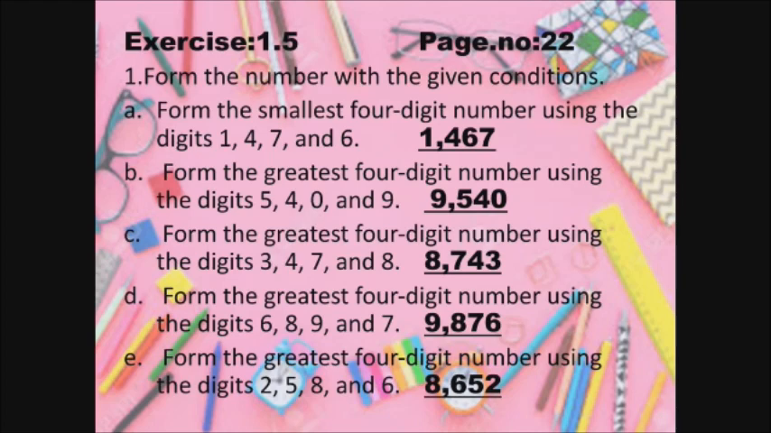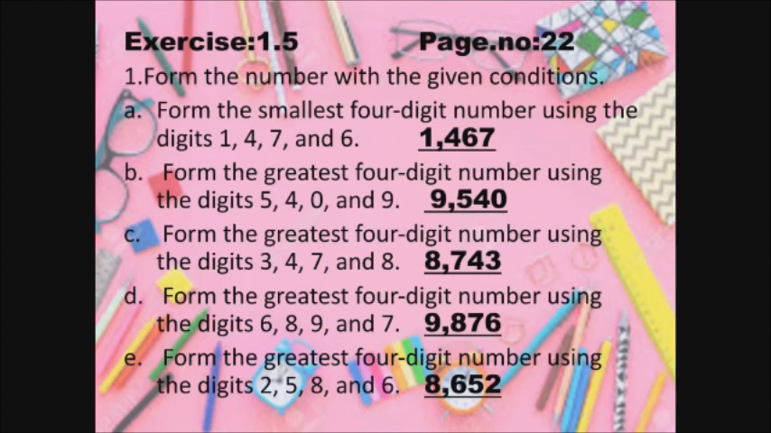Next, see the B sum. Form the greatest 4-digit number using the digits 5, 4, 0 and 9. Which is the greatest number among these? 9. Next 5. Next 4. And at the last 0. So it can be written as 9540.